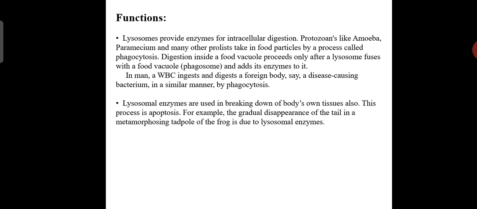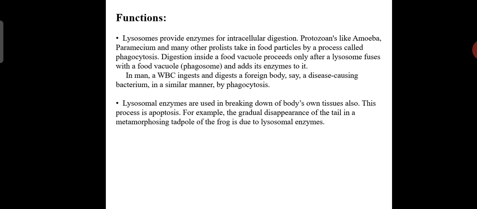Lysosomes provide enzymes for intracellular digestion. Protozoans like amoeba, paramecium, and many other protists take in food particles by a process called phagocytosis. Digestion inside a food vacuole proceeds only after a lysosome fuses with the food vacuole, which we call a phagosome, and adds its enzymes to it. In man, WBCs ingest and digest a foreign body, say a disease-causing bacterium, in a similar manner by phagocytosis.